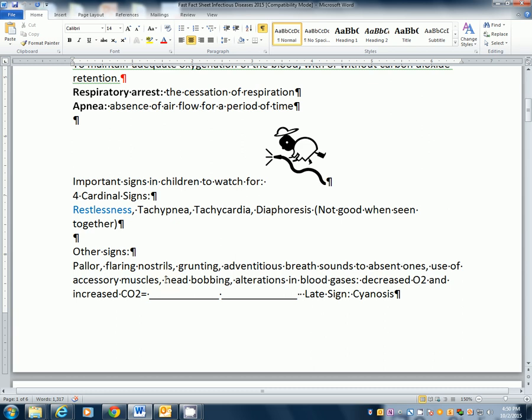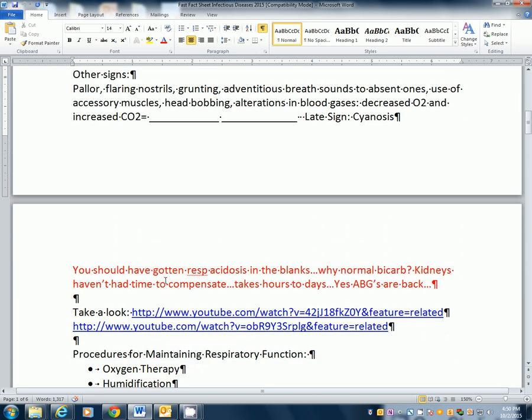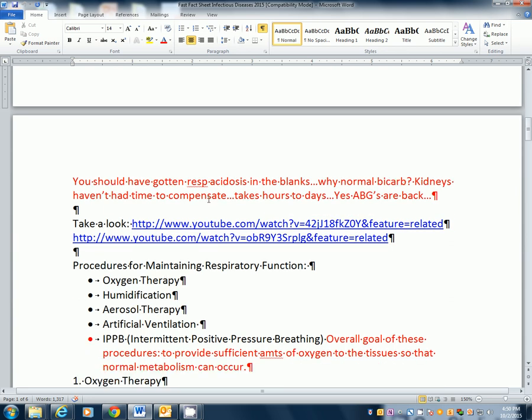Always cyanosis. Now, if you're looking for respiratory acidosis at this point, you remember the pH will be low and the CO2 would be high, greater than 45, with 35 to 45 being normal. Now, the bicarb may be normal still at this time. Why? Because the kidneys have not had time to compensate in the early phases. Again, why normal bicarb? Kidneys haven't had time to compensate. Remember, they take hours to days.